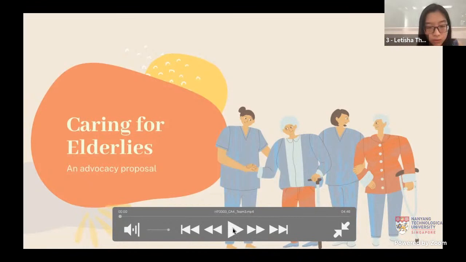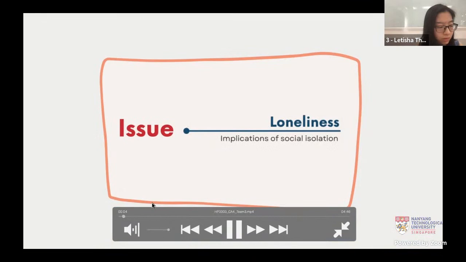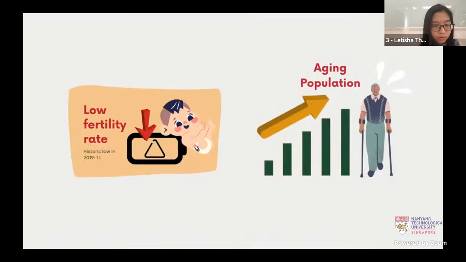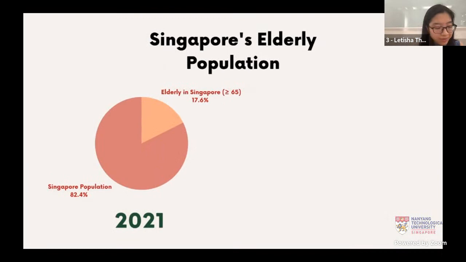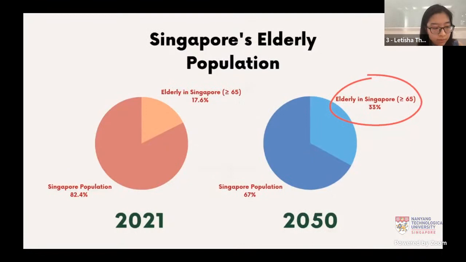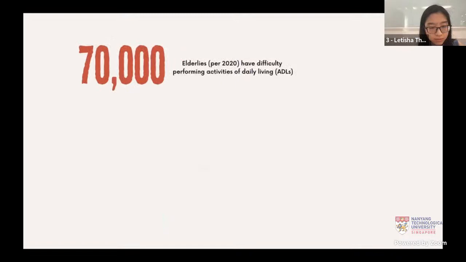One of the most pertinent issues that many elderly face in Singapore is loneliness. Additionally, the number of elderly in Singapore is rising and will continue to grow as Singapore's fertility rate continues to decline. As of June 2021, 17.6% of the population are elderly and have significantly grown over the years. It is predicted that by 2050, one-third of the Singapore population will be elderly, with most requiring some sort of care. Even as of 2020, 70,000 elderly have difficulty carrying out daily activities such as self-care.